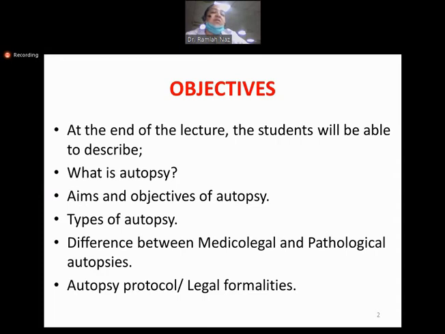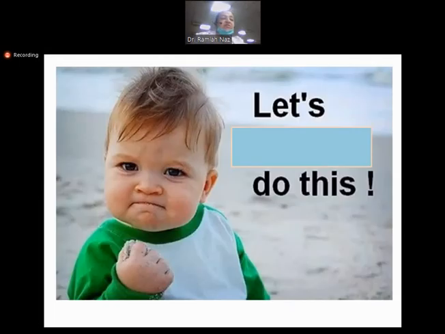At the end of the lecture, you'll be able to understand what we really mean by autopsy, our aims and objectives in performing the autopsy, what the different types of autopsy are, the difference between the medico-legal and pathological autopsy, and what we really mean by autopsy protocols and legal formalities. So let's just do this.